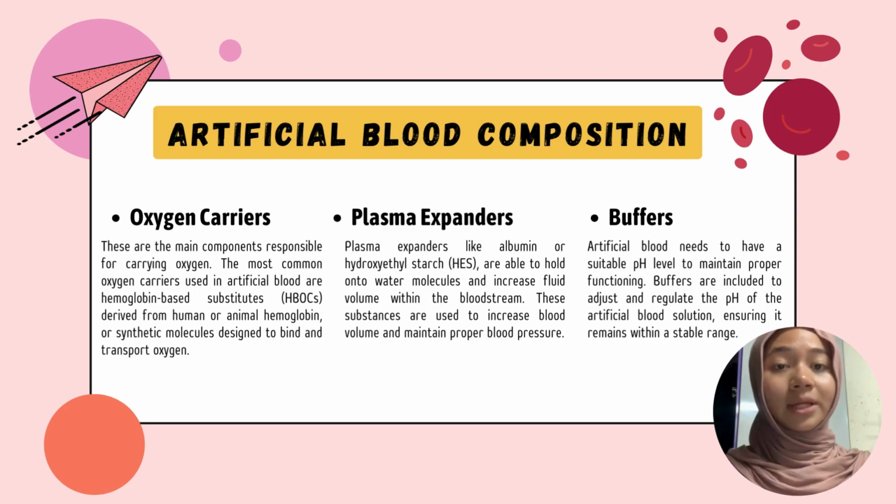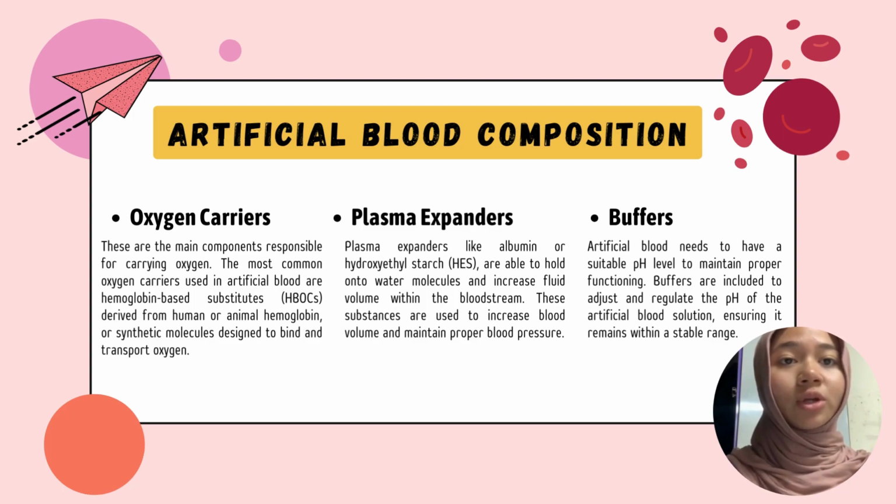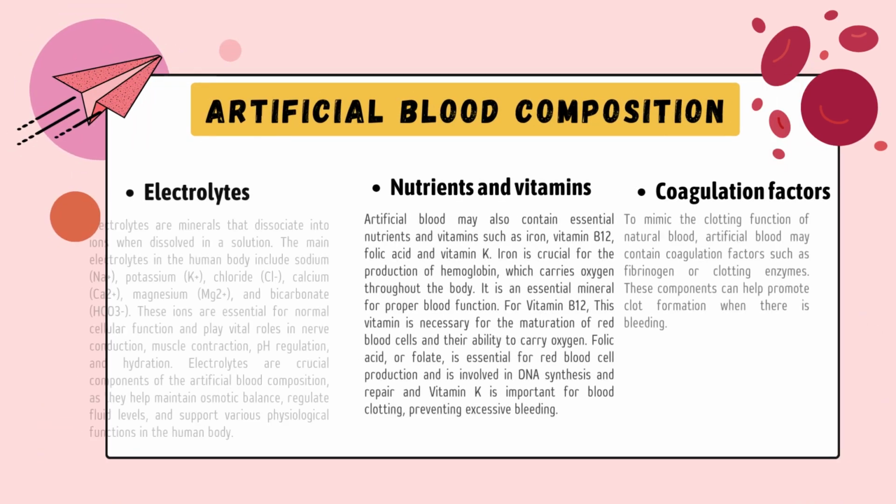The second one is plasma expanders. Plasma expanders like albumin or hydroxyethyl starch are able to hold onto water molecules and increase fluid volume within the bloodstream. These substances are used to increase blood volume and maintain proper blood pressure. The third one is buffers. Artificial blood needs to have a suitable pH level to maintain proper functioning. Buffers are included to adjust and regulate the pH of the artificial blood solution, ensuring it remains within a stable range. The fourth one is electrolytes.